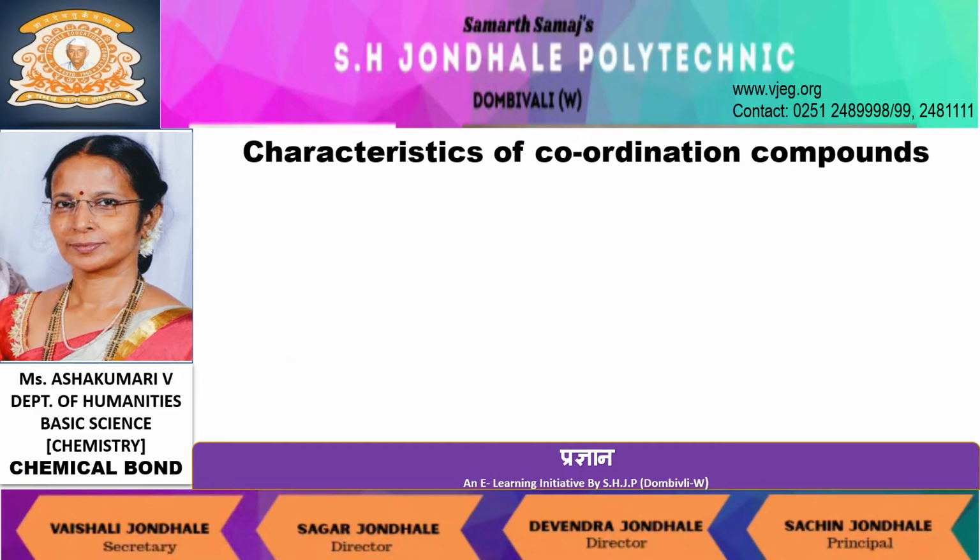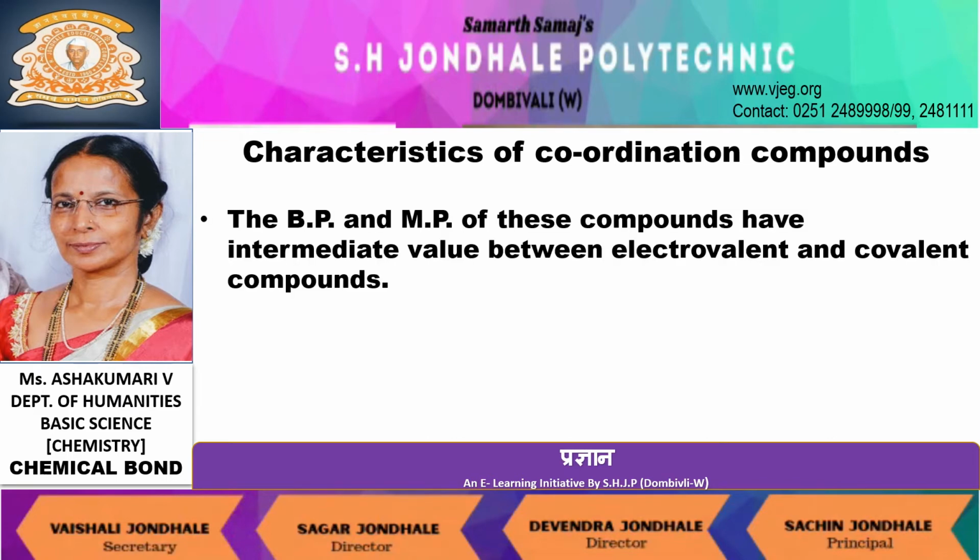Next, we shall have a look at the characteristics of coordinate compounds. These compounds have their melting and boiling points relatively higher than covalent compounds and lower than those of electrovalent compounds. That is, the boiling point and melting point of these compounds have intermediate values between electrovalent and covalent compounds.